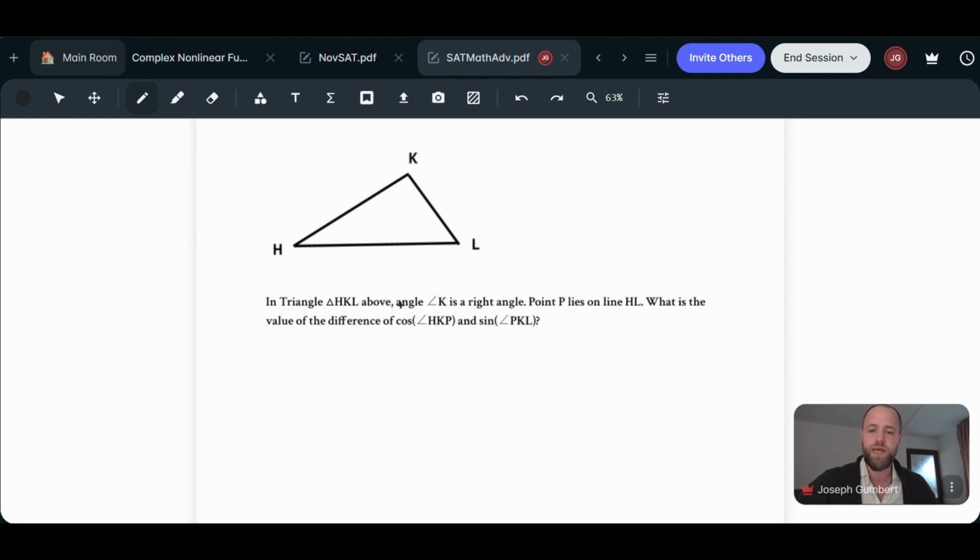It says in triangle HKL above, angle K is a right angle. So we have a right angle here. Point P lies on line HL, and it doesn't really tell us where on line HL, so we can maybe guesstimate in a second. What is the value of the difference of the cosine of HKP and sine of PKL? They didn't really specify where point P is, so just for visualization's sake, we'll maybe put it somewhere like that.